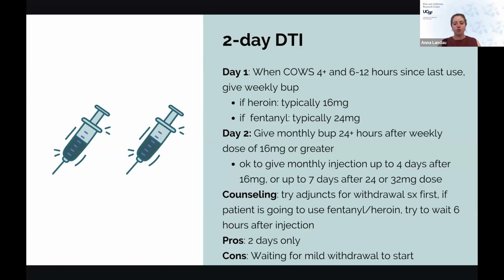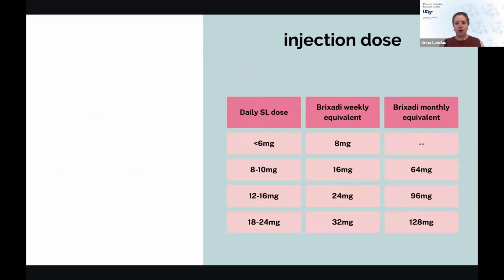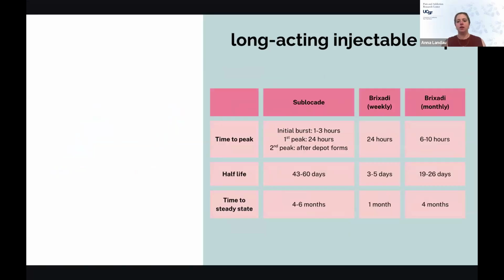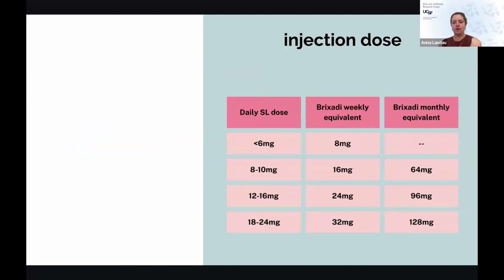The one other cool thing about the weekly formulation and this time to peak category is that once the medicine has peaked, you are receiving this sublingual equivalent. To be more specific, if I give someone a 24 milligram injection of weekly Brixadi, 24 hours later, their body has a serum level of 12 to 16 milligrams sublingual bupe. So that means that I can give them as much bupe as I want, and there's no way I'm going to precipitate them because they have plenty of bupe on board in their receptors.